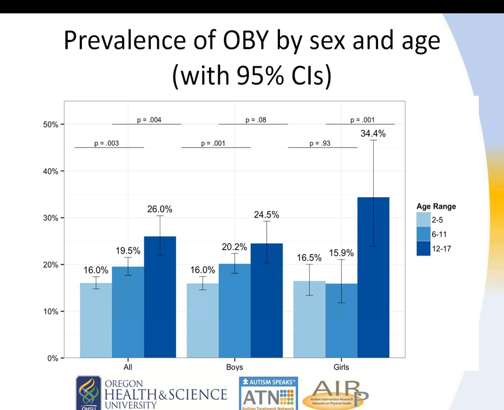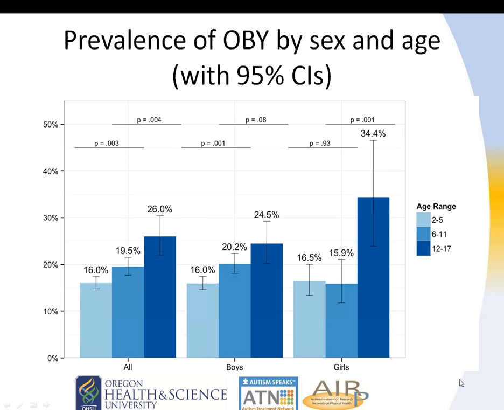These were our initial results showing the prevalence of obesity by sex and age, and the bars are 95% confidence intervals. There was no main effect of gender, but I did break it down by boys and girls so you could see. One thing to note is that the confidence intervals are obviously much wider for the girls, and that's because of the smaller sample sizes there. So there's a little bit more error associated with those prevalence estimates. So, no main effect of gender.